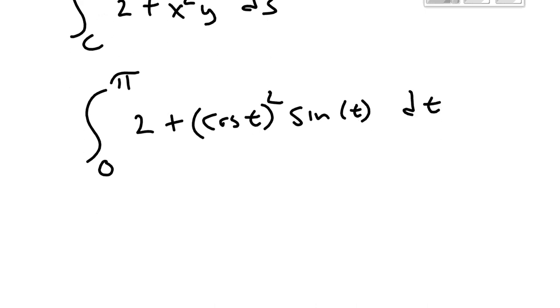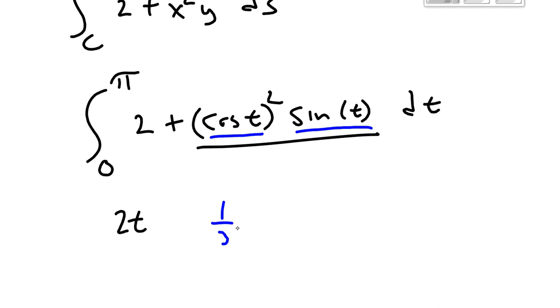If we're just careful about this, the antiderivative of 2 would be 2t. The antiderivative of this thing, well, I think of this as like a chain rule in reverse. We have the cosine t squared, and its derivative is out here as a sine of t. So we must have had a 1/3, in parentheses here, cosine t cubed. If you take the derivative of 1/3 cosine t cubed, the 3 will come down in front and cancel the 1/3. So that'll give you 1.